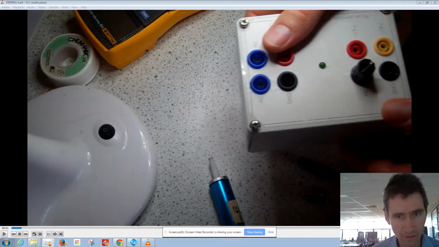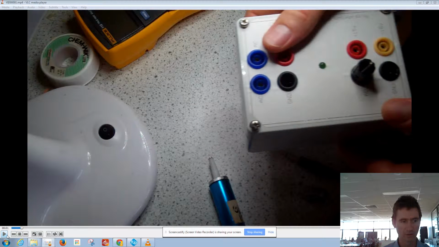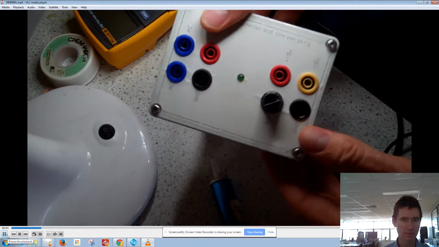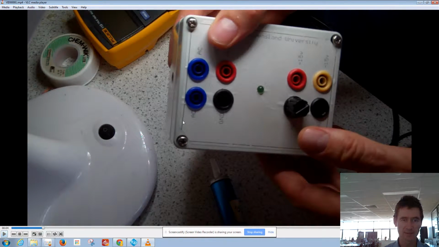Okay, so this is a shot of one of the analog power supplies that we send out to the students. It takes about 12 volts AC on the input from an AC plug pack, rectifies that, and you get 5 volts, and you get a plus or minus variable voltage supply on here, up to plus 15 volts and minus 15 volts down here.